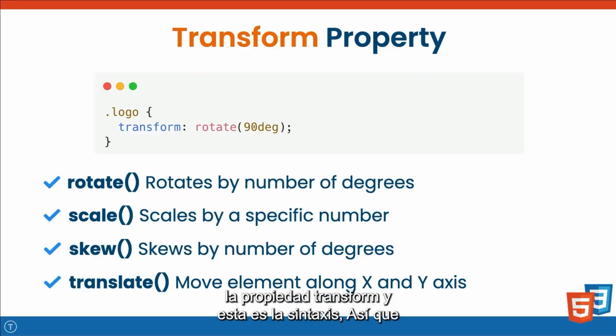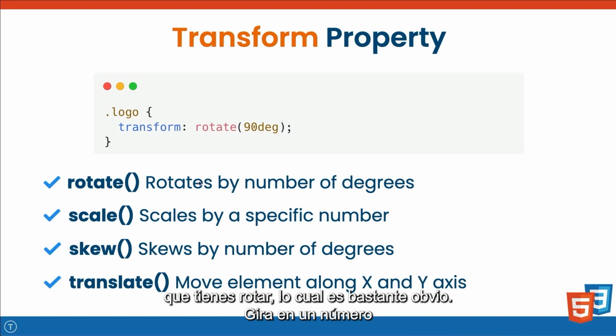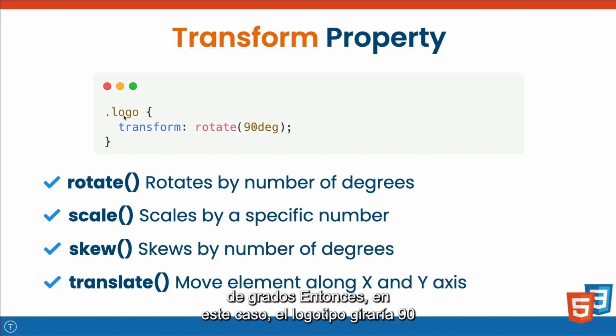So now we're going to look at the transform property, and this is the syntax, so just transform, and then you're going to have a specific function that you pass into this, and it can be any of these. So you have rotate, which is pretty obvious. It rotates by a number of degrees. So in this case, the logo would rotate 90 degrees. And by the way, if you want to rotate clockwise, then positive. If you want to go counterclockwise, then it would be a negative number.